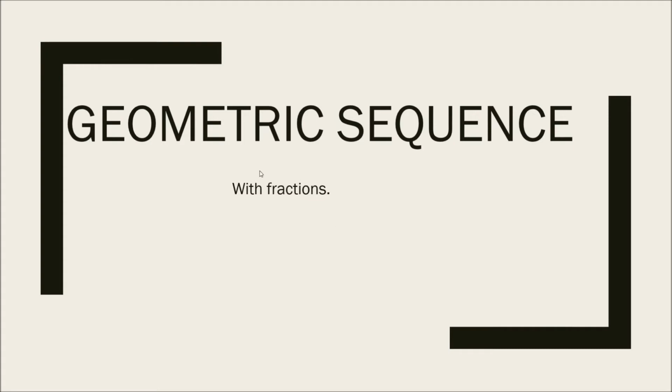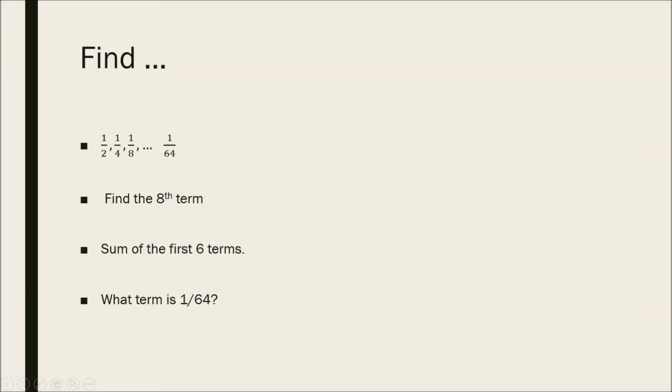All right, now we're going to try to solve geometric sequences with fractions. So, geometric sequences that have fractions in them. Let's see, find... we have this geometric sequence: 1 over 2, 1 over 4, 1 over 8, and so on, until 1 over 64. Find the eighth term. So let's pull out our formula.